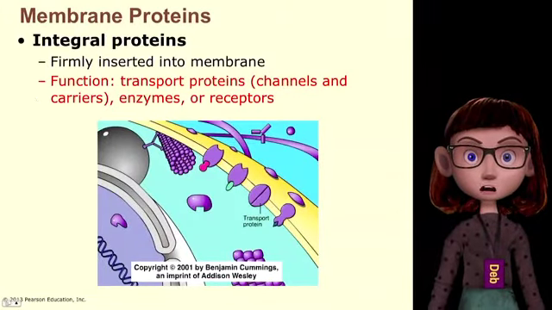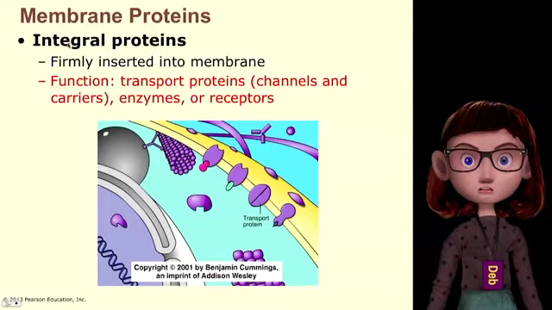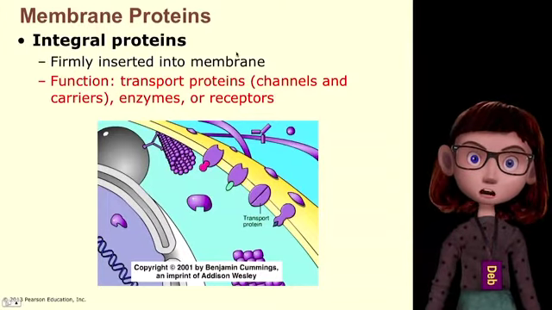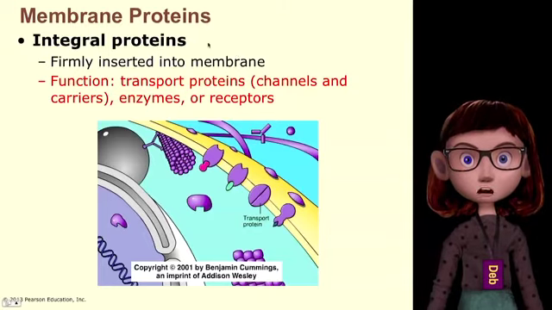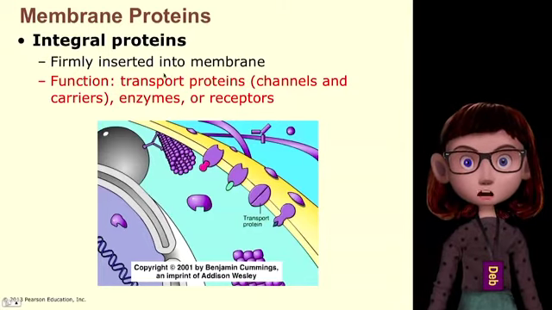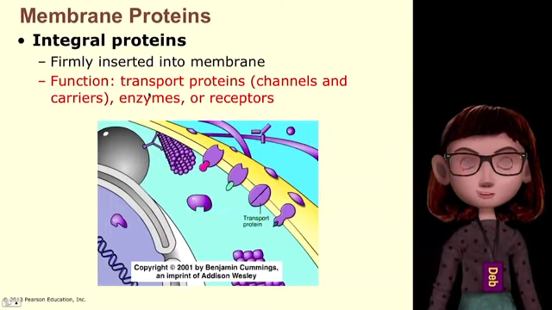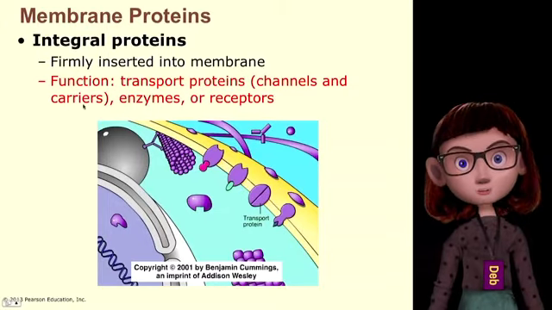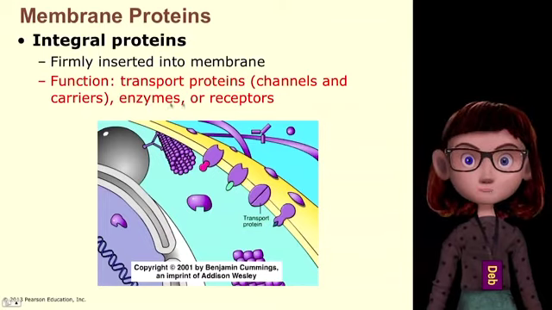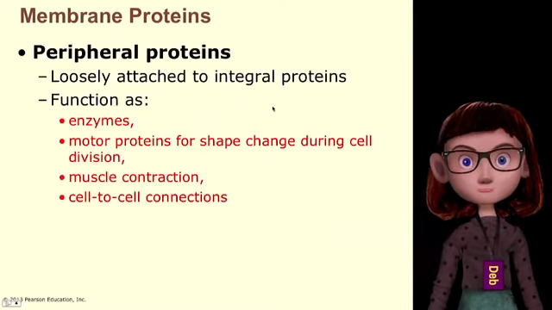So basically, there are a couple categories of membrane proteins. There are integral proteins. These include all the proteins that are inserted into the membrane. Their functions include transport proteins, either channels or carriers, some are enzymes, and others are receptors.